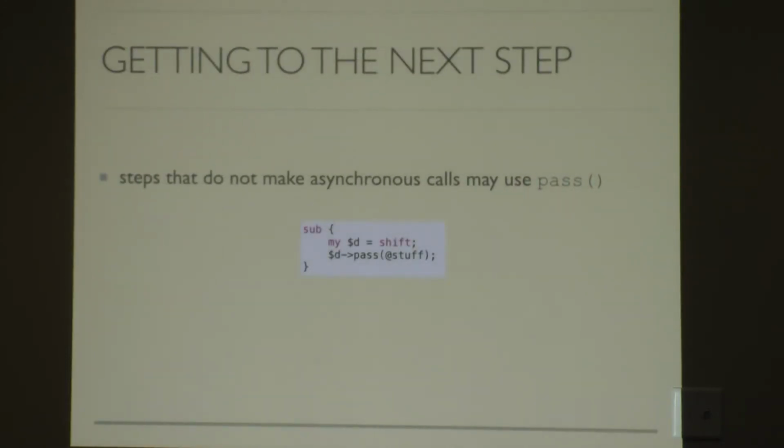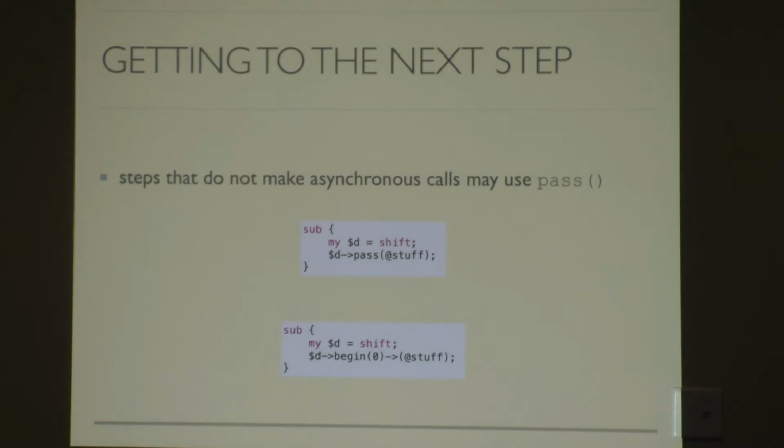So for steps that don't make asynchronous calls, you can just use pass. That's where maybe you've got a step that received a bunch of stuff from some previous steps. It's not making any non-blocking calls. You've got to figure out a way to keep going on to the next step. Pass is what you would use. You could pass any arguments you want. You could add things to the stuff array, whatever. This is functionally identical to this.